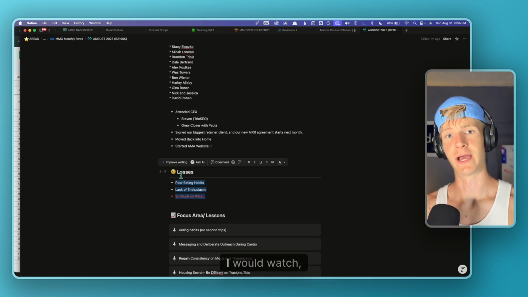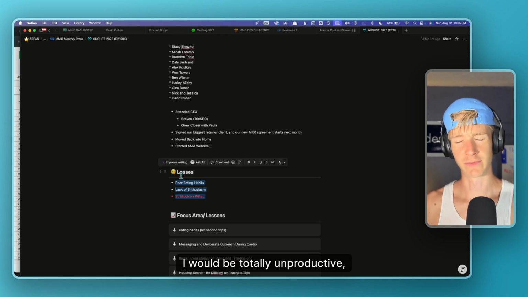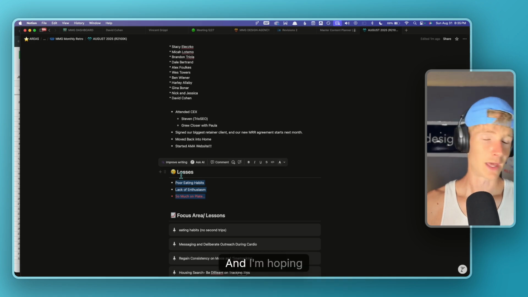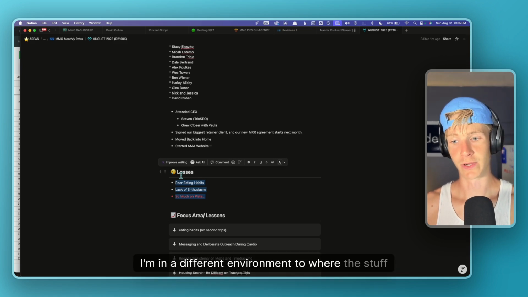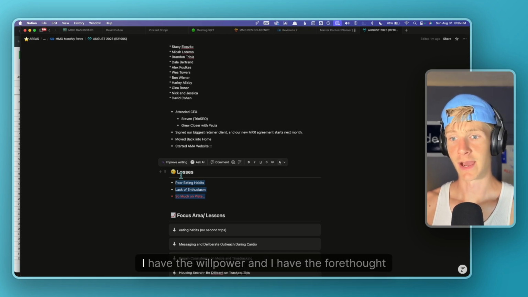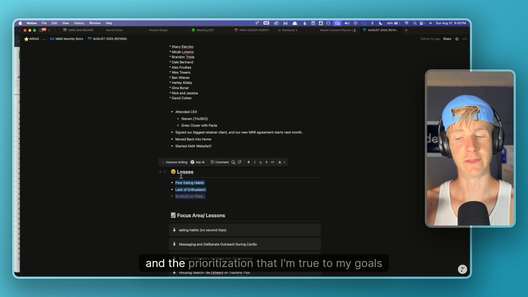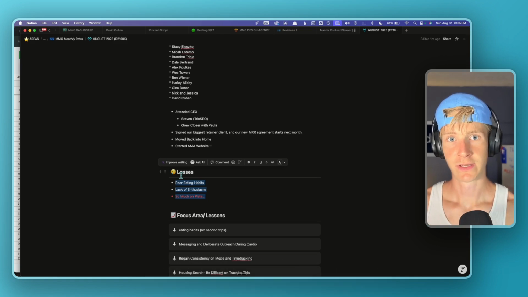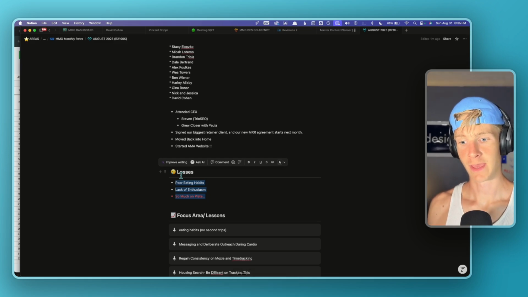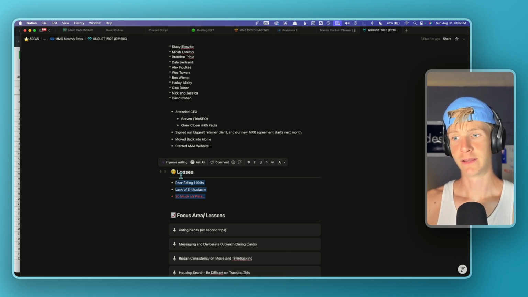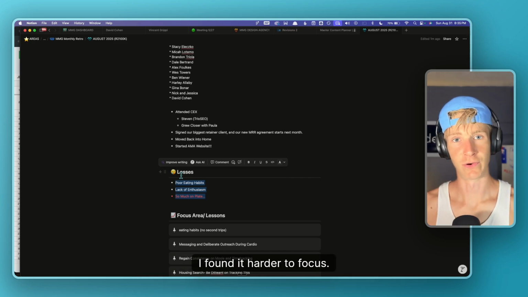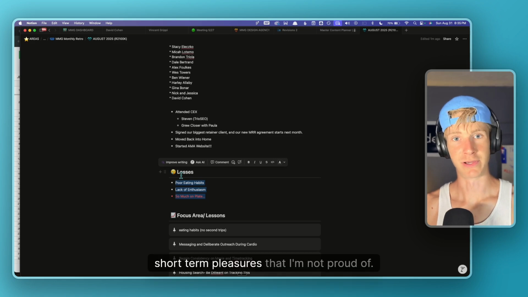I would stay up all night. I would be totally unproductive. I would eat all the food and I would just over index so hard. I'm hoping I'm in a different environment where the stuff is not accessible, the temptations are not accessible. I need to prove to myself that I have the willpower and the forethought and the prioritization, that I'm true to my goals and that those things can become things that I can engage in optionally and not over index on them. I've been saying this, and even in just the first few days I've been here, I found it harder to focus. I've engaged in some of these short term pleasures that I'm not proud of.